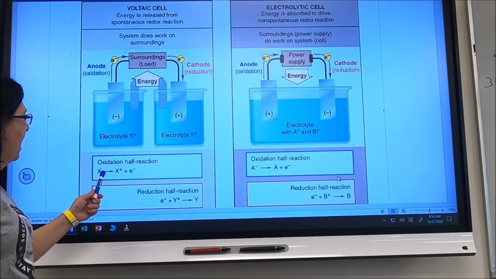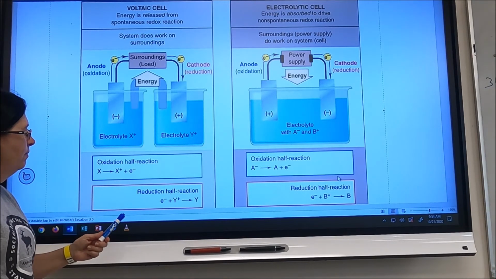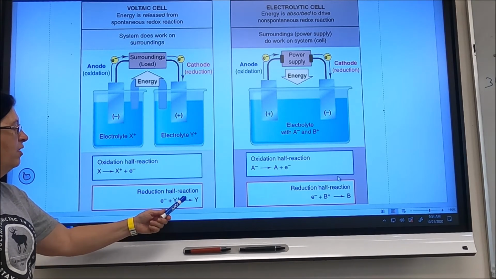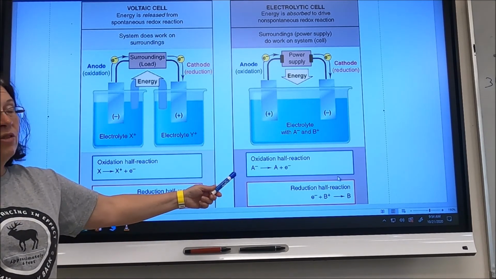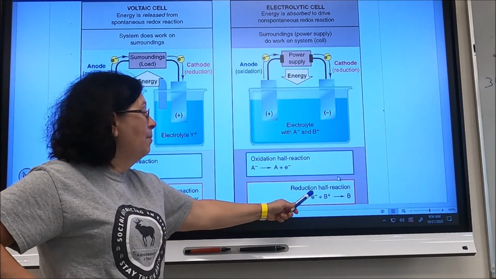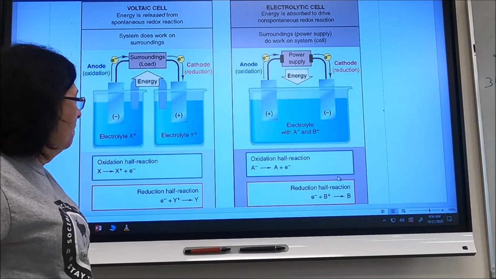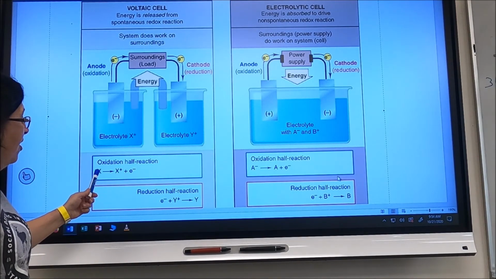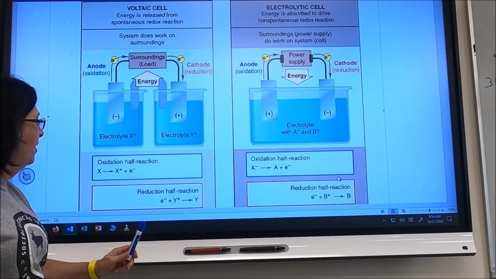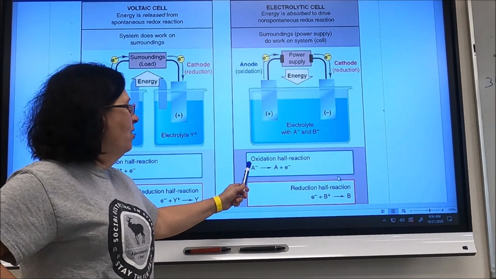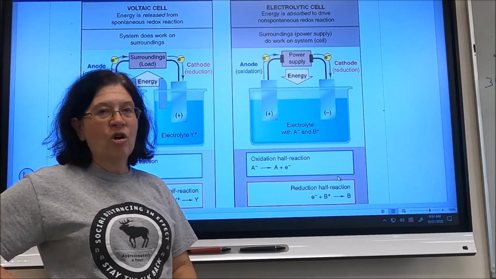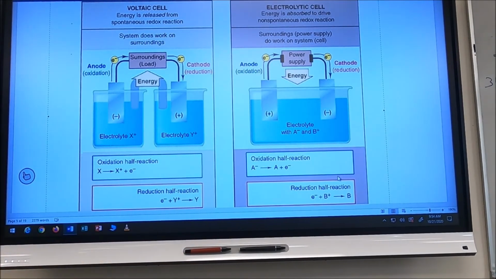So notice here, X goes to X plus an electron, and the reduction is electron plus Y plus goes to Y. Now notice over here on the electrolytic, it's A minus going to A and B plus going to B. Okay? So here I'm taking something that's not charged and making something charged, taking something charged, making something that's not charged. Here, not charged going to charged, charged going to not charged. Looks a little different. All right?